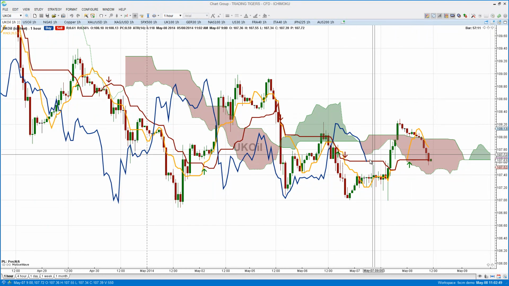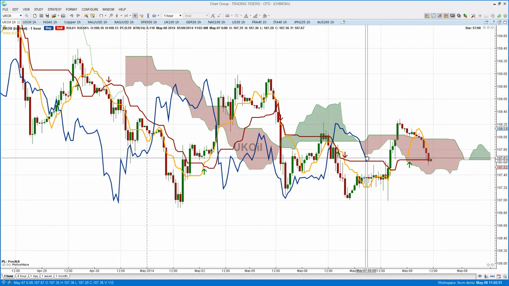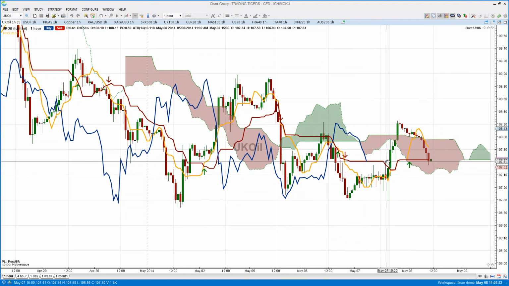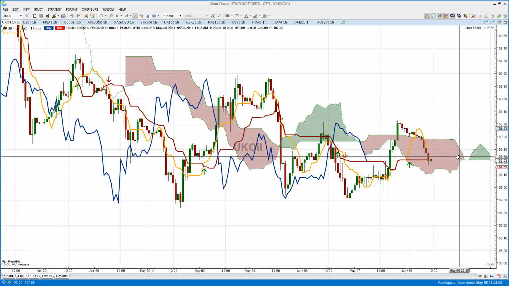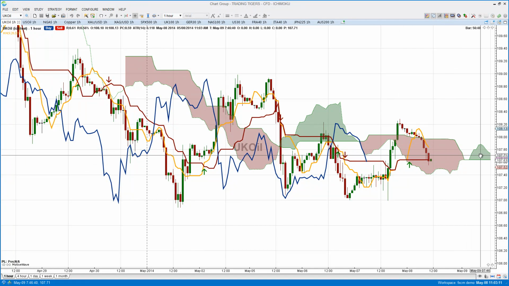Before I start, let me just run through once again the actual lines and colors. We have the Chikou here, and that's in a dark blue. We have Kijun-sen, which is in red, and we have Tenkan-sen in yellow, and the Kumo is this bearish is red, and greenish is bullish.